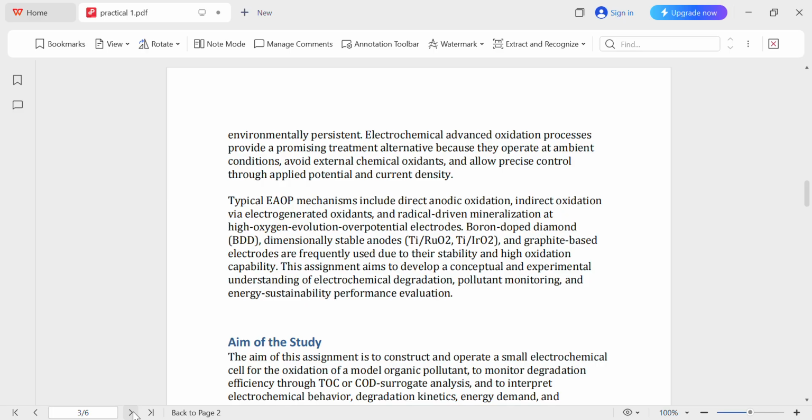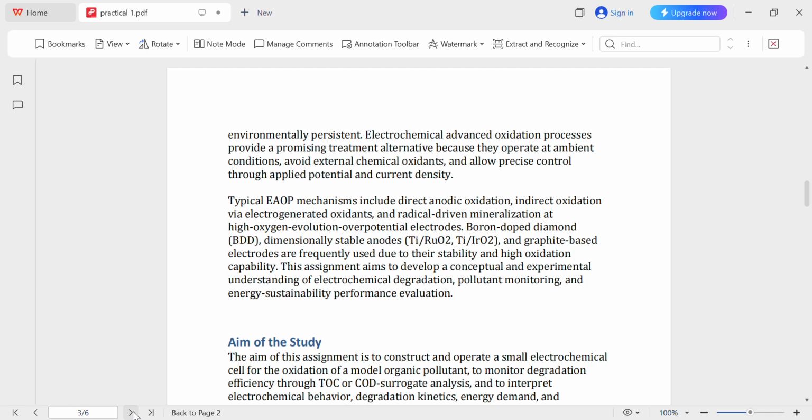Typical EAOP chemistry includes direct anodic oxidation, indirect oxidation where electro-generated oxidants are involved, and radical-driven mineralization at high oxygen evolution overpotential electrodes. Direct oxidation at the anode means pollutants are directly broken down by the electrodes, and in indirect oxidation, the chemicals made at the electrodes attack the pollutants. Radical-driven mineralization means highly reactive radicals break pollutants into harmless substances.